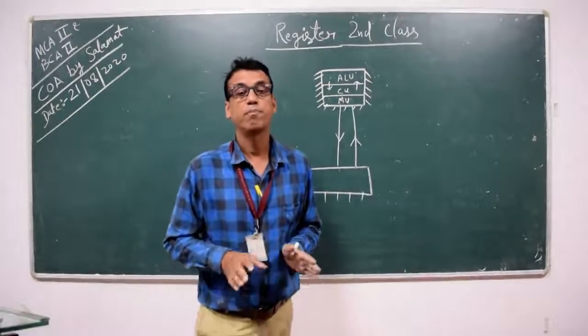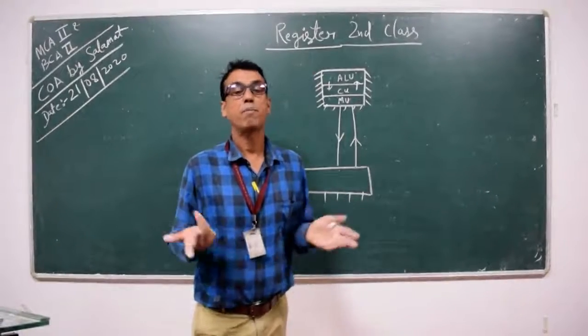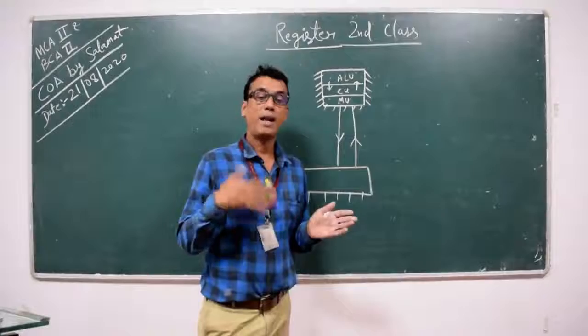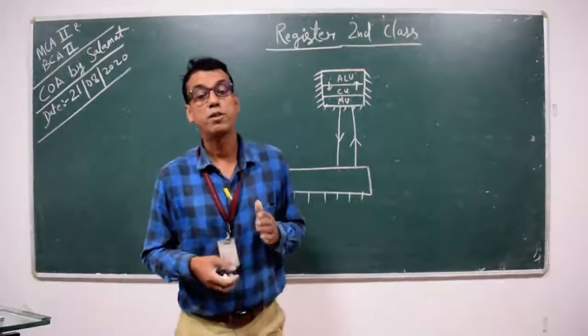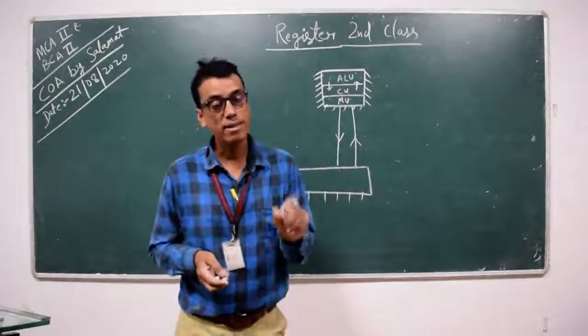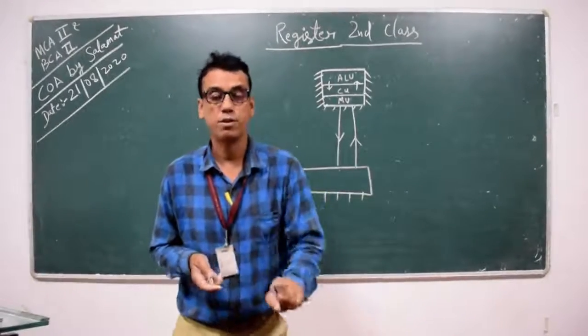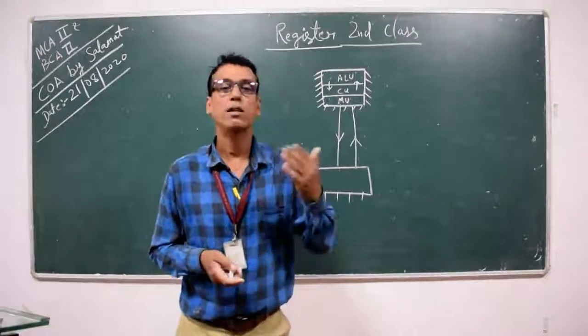The first type, general purpose registers. These registers can be used for any purpose. And the other type, special purpose registers. The special purpose registers are those registers whose purpose is very clear, that this register can be used for only this purpose. You cannot use this register for another purpose.